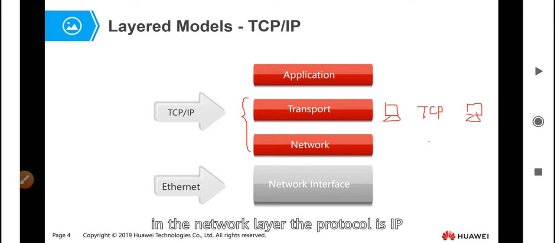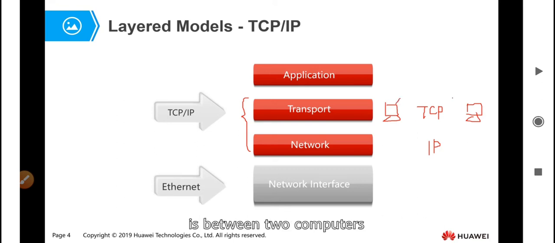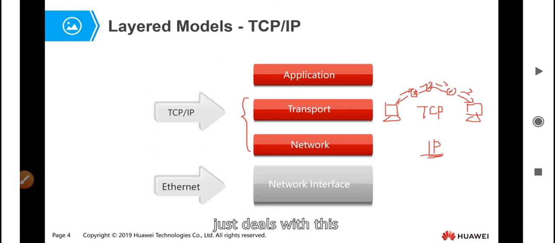The network layer's protocol is IP. The network layer deals with path selection. That means the communication is between two computers, but between these two computers there's a network. So the packet should follow a certain path and then reach the destination. So the IP protocol at the network layer just deals with this: which path should be chosen. And then Ethernet.